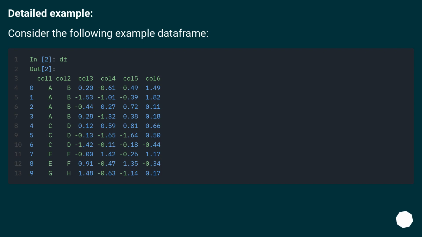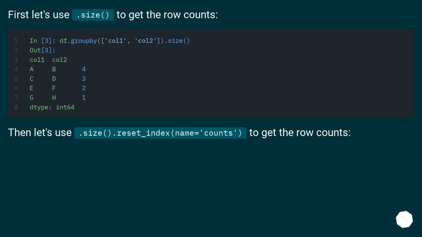Detailed example. Consider the following example data frame. First, let's use .size() to get the row counts. Then let's use .size().reset_index(name='counts') to get the row counts as a data frame.